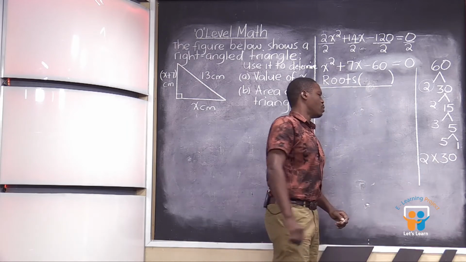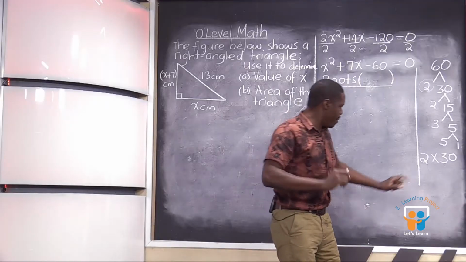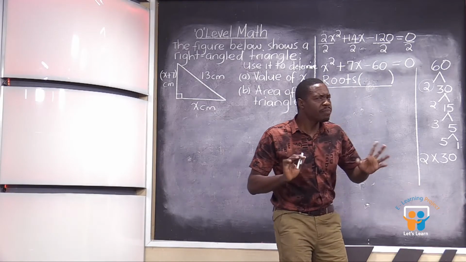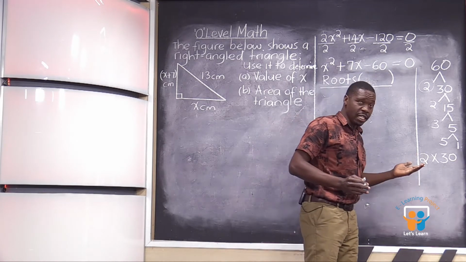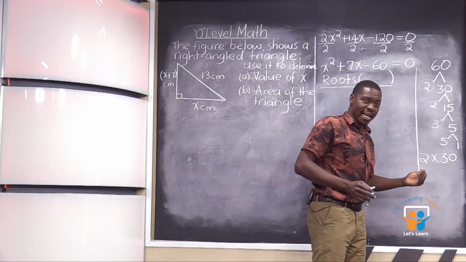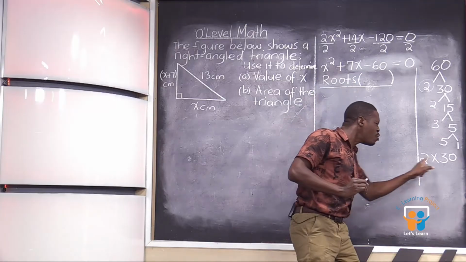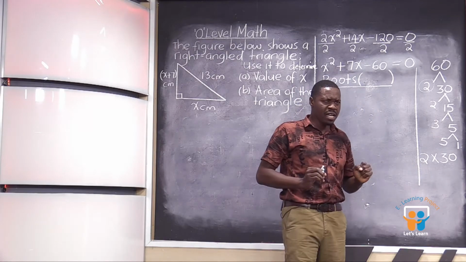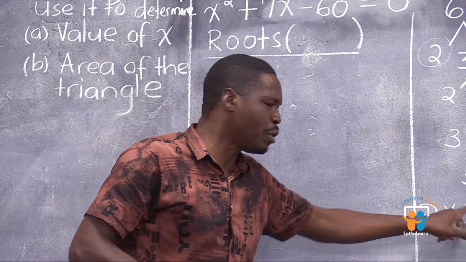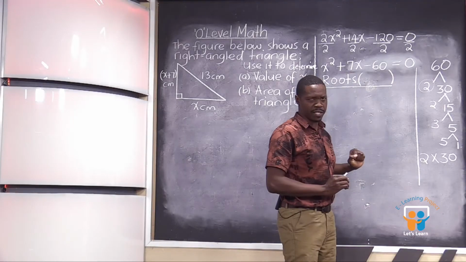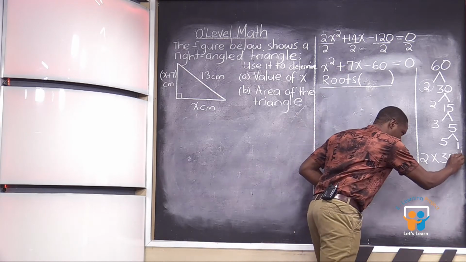Now let me ask you, students, when you have a 2 and a 30, when you multiply a 2 and a 30, is there a possibility of getting a negative 60? Yes. When a 2 is a negative, it's okay. When a 30 is a negative, you can still get a negative 60. But is there a possibility of adding these 2 numbers and you end up with a positive 7? No. Even if a 2 was a negative, even if a 30 was a negative, no, it cannot give you a positive 7. So which implies a 2 and a 30 as our roots cannot work.